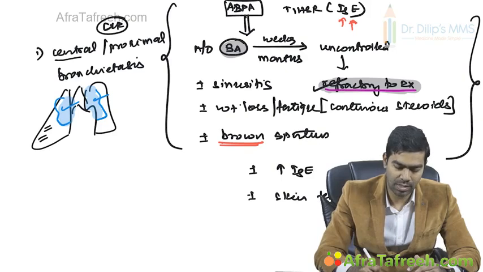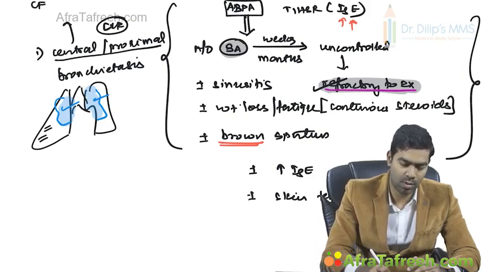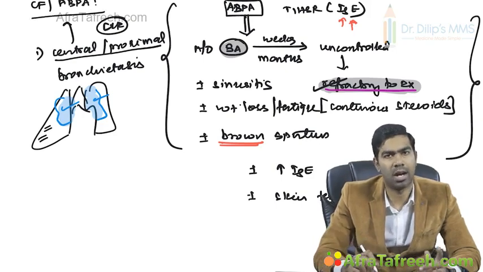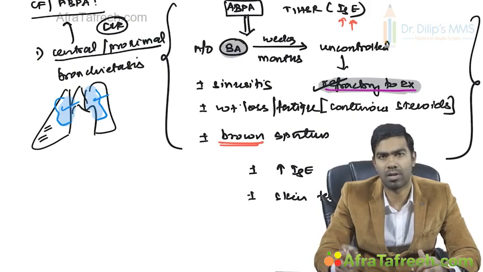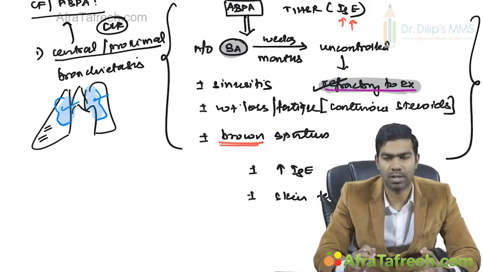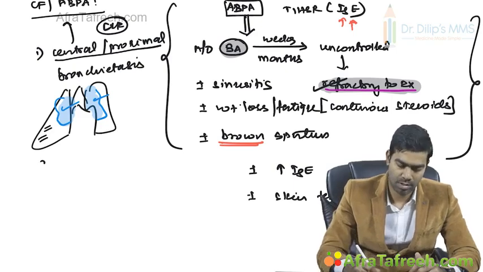Whenever in exam you get this central or proximal bronchiectasis, think only about cystic fibrosis or ABPA. These are the two standard hallmark classic conditions that produce a central or proximal bronchiectasis. Majority of other things will produce only distal bronchiectasis, peripheral bronchiectasis. But here the situation is different.